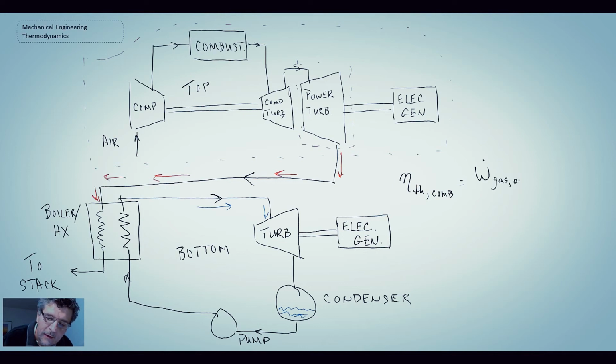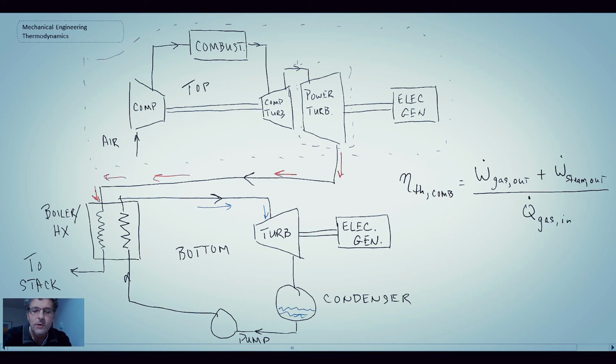But what we can say is the work out of the gas turbine plus the work out of the Rankine, I'll call that steam, and you divide that by the heat that you put in. And the thermal efficiency of these will be higher than each of the cycles individual, and consequently it represents a very efficient way of generating electricity.